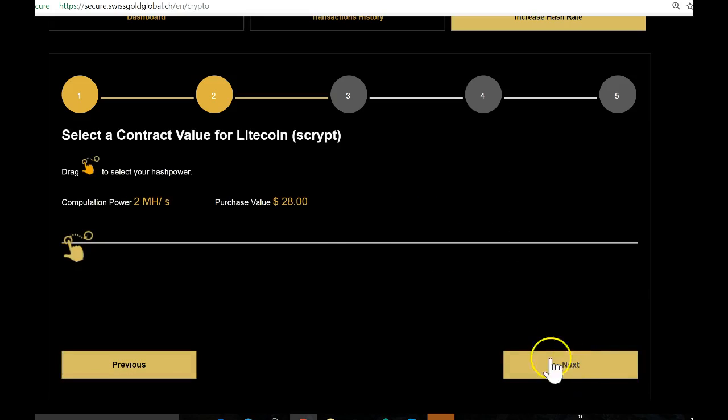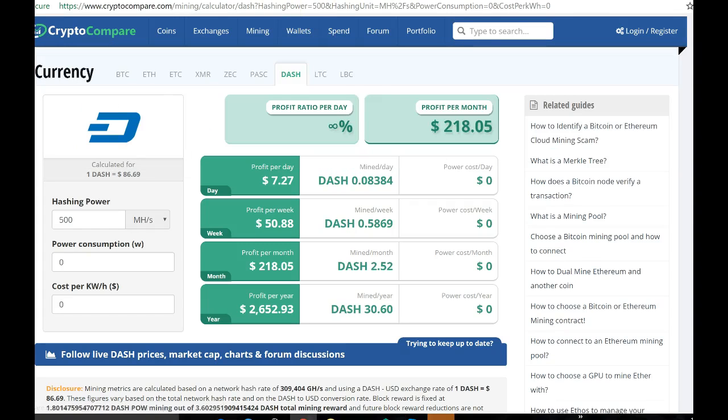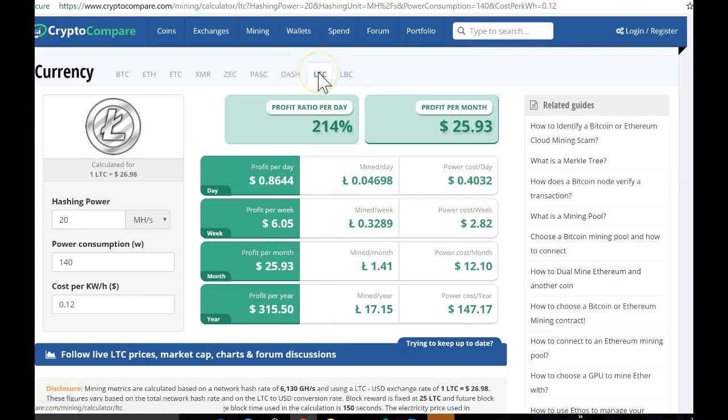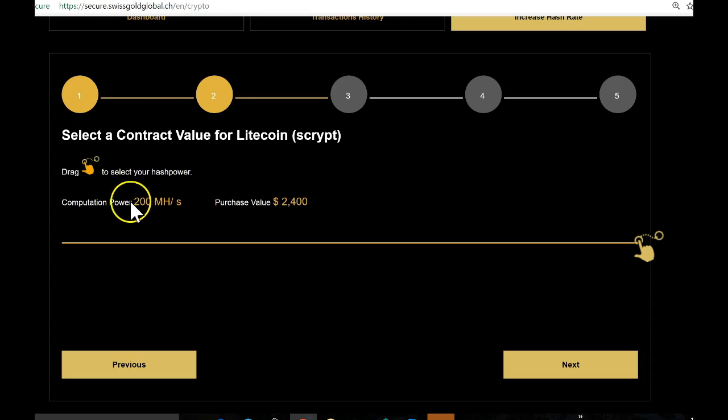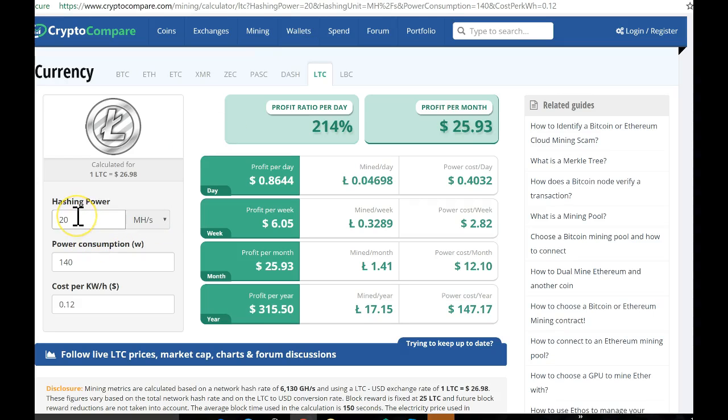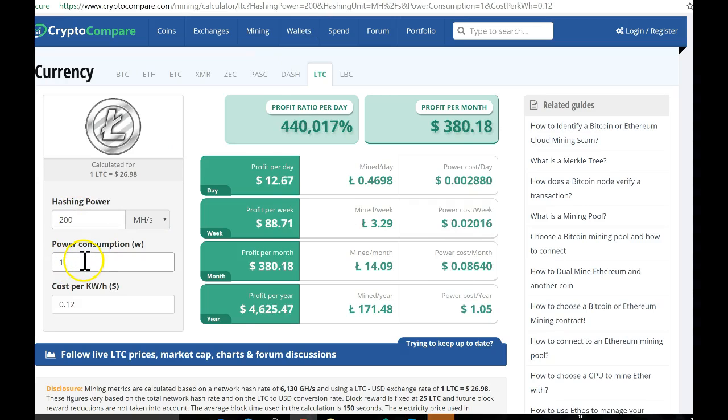Again, same deal, 2 years. Smallest contract, 2 mega hash, $28. Largest contract, $2,400, 200 mega hash. So let's go there. We are at Litecoin, LTC. You see the symbol here as well, based on today's price, $26.98. It has gone down a little bit, but has a huge upturn coming. How much did we say? It is 200 mega hash. Go back. 200 mega hash, again power consumption we put 0. Cost per kilowatt, we put 0 because it's factored in. It's a 2 year contract.